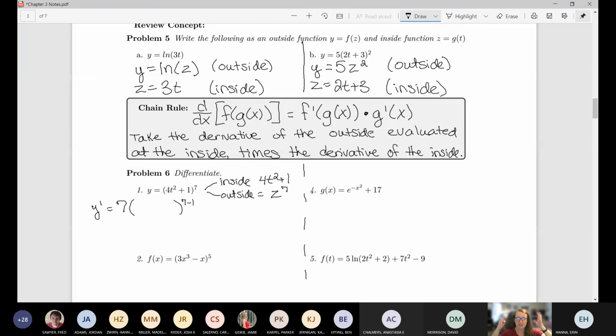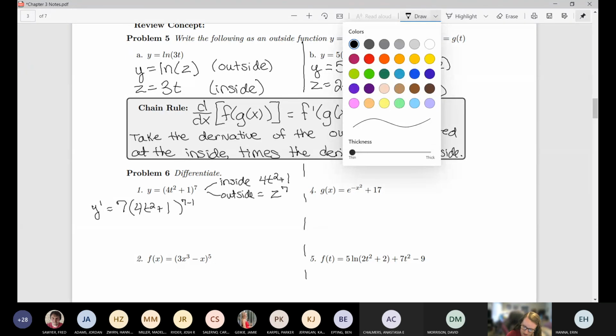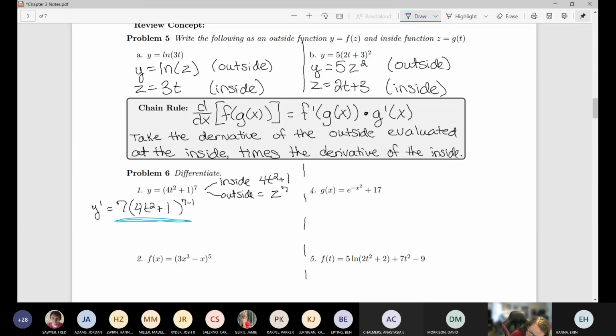So the chain rule says take the derivative of the outside. So I've just done that. I essentially have something to the 7th power. So I bring the power down, subtract 1 from the power. You evaluate it at the inside. So essentially that inside section is going to stay itself for right now. And so that essentially takes care of this first part. And then we have to multiply it by the derivative of the inside.